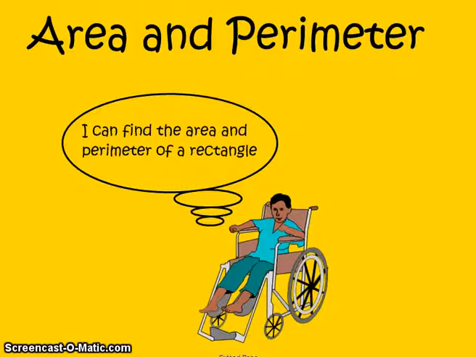Okay, we are going to be learning a little bit today about area and perimeter. We're going to be able to, first of all, give a definition for what is area, what is perimeter, and then we're also going to be able to find the area and perimeter of rectangles or squares. We're going to start with perimeter because that's something that we have already done this year.